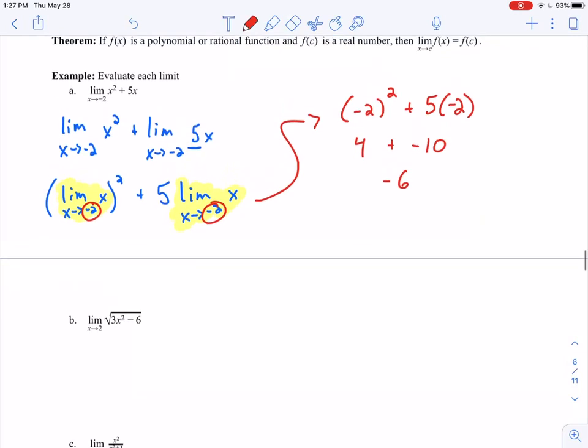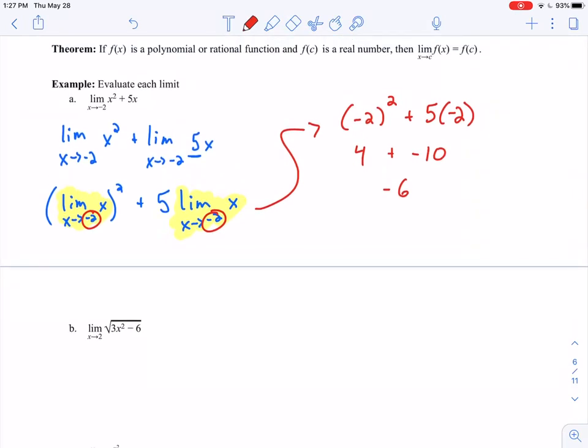But luckily for us, we have this theorem that says if f of x is a polynomial or rational function, and even some radicals too, and f of c is a real number, then limit as x approaches c of f of x equals f of c. So this statement right here is really what we're interested in. It says you can evaluate the limit, which is this piece right here, by just taking that number that x is approaching and plugging it into your function. So for the vast majority of the functions we're working with, you can just take that number and plug that into your function, and hey, that's your limit.